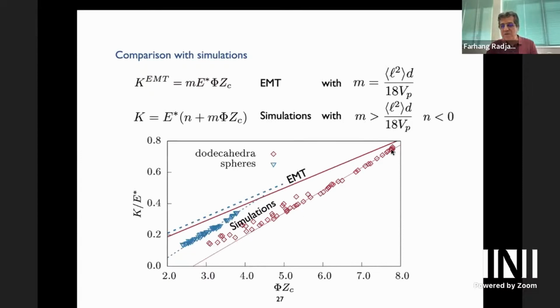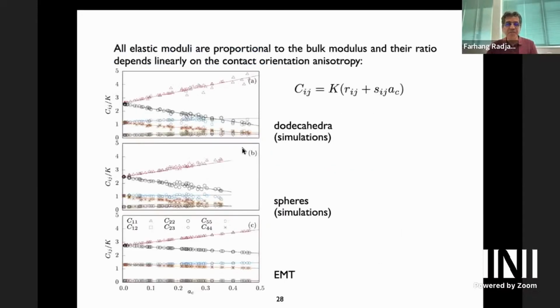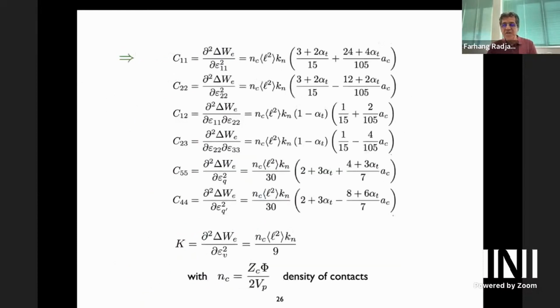But if we use this data before the peak and extrapolate, we predict that phi ZC, K should vanish at some finite value of K, which is equal to minus N over M. And this is nice because we know that in granular materials, we have this property. And for spheres, we have, of course, also the same behavior. Now, from the structure of the solutions in the EMT, we see that all of them are proportional to K.